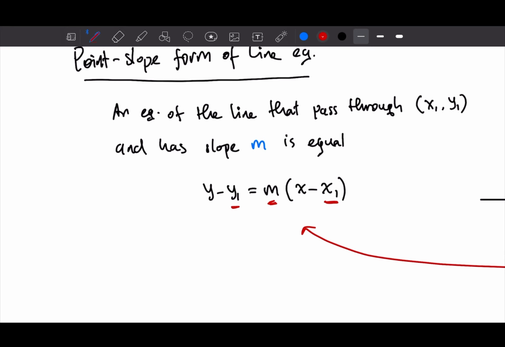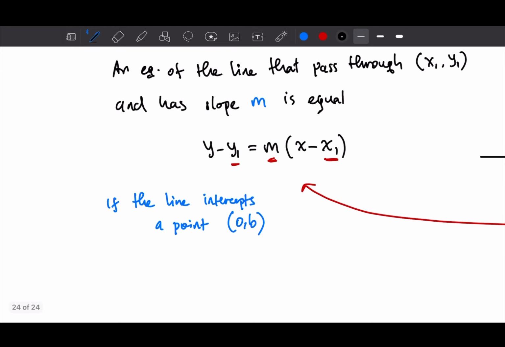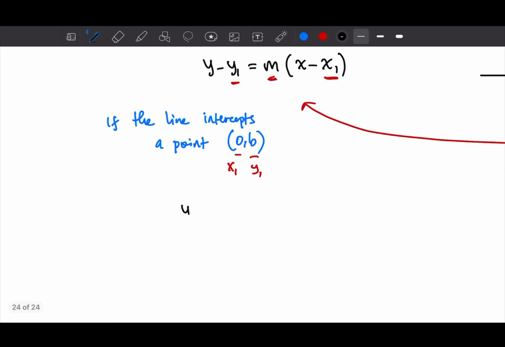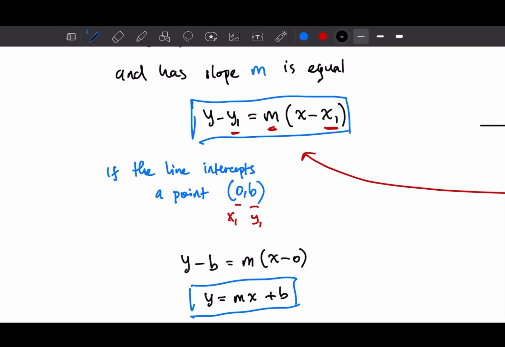Another way to describe the line equation is quite similar. If the line intercepts a point, let's say the point is 0, b, then x1 is 0 and y1 is b. So y minus b equals m times x minus 0, or we can just write y equals mx plus b. This is another standard form of line equations. The basics are pretty much the same, and how we use these two depends on our situation, but basically we can use both for most cases.